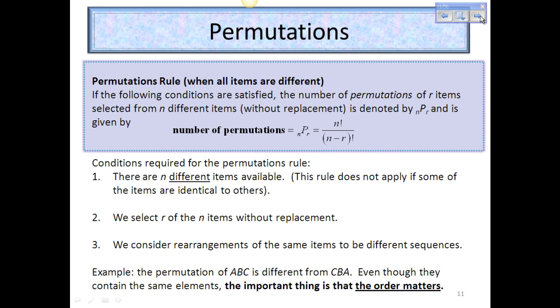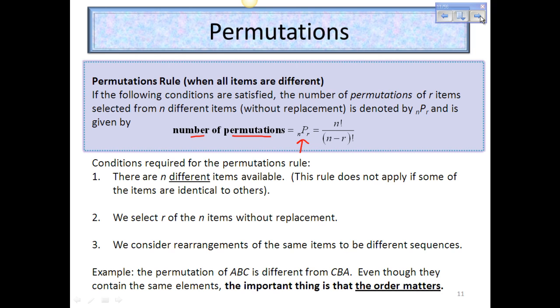The number of permutations, we write it as nPr, where the n is small and the r is small. The n is the total number of items you have to choose from, the total number of things you have in your group or set. And then r is the number of things you're choosing. The conditions required for the permutation rule are that you have n different items available. We'll have a different rule if items are identical. So we have n different items to use this rule.